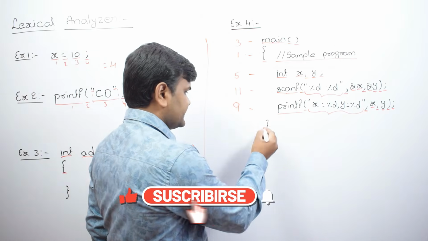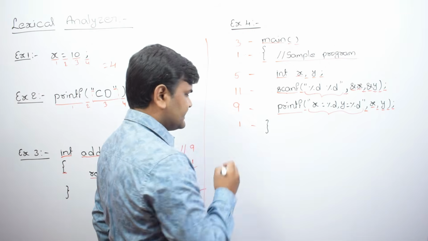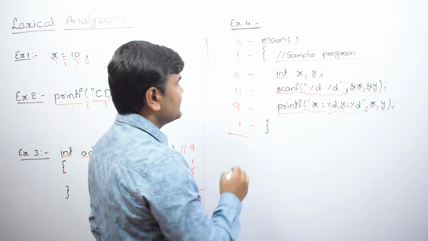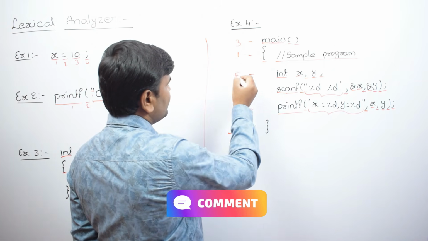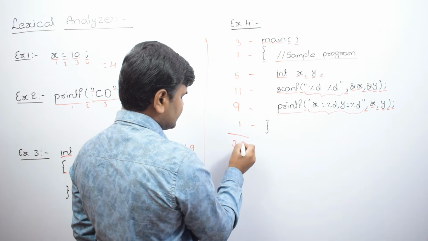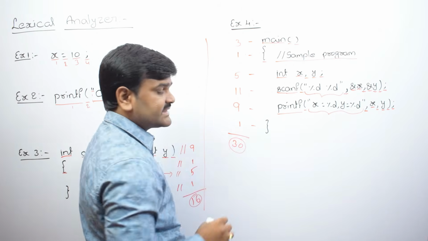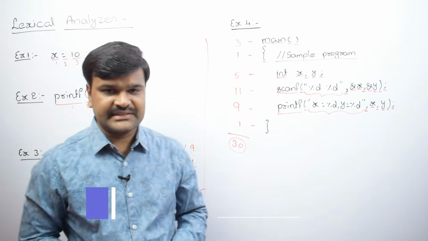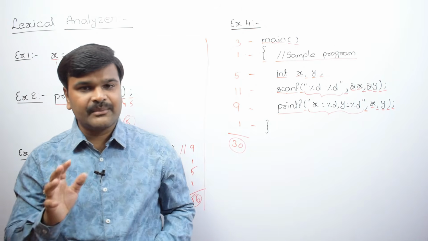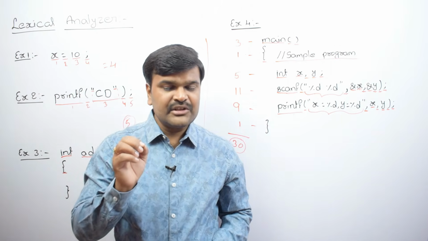Then in the next line, this is one token. So, in total how many tokens are there in this example? Here 3 plus 1 is 4, 9, 20, 29, plus 1 is 30. So, a total of 30 tokens are there in this example. In this way, we are going to identify the total number of tokens in a given source code.